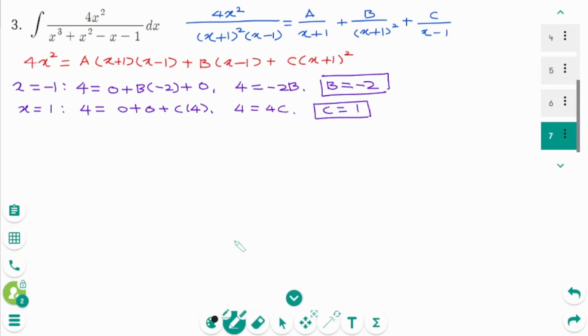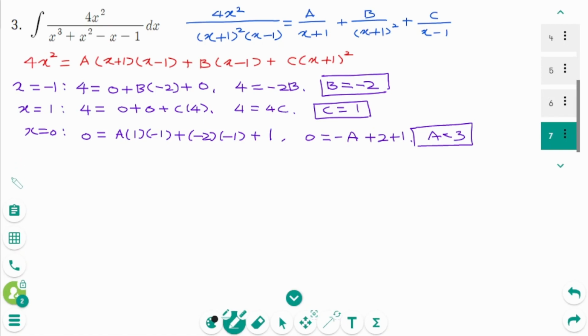In the basic equation so far, the value of x has been inserted to eliminate terms. Whether x equals 1 or minus 1, the term with a is erased. So find the most convenient number. To solve for a, we use x equals 0. So if x is 0, then 4 times 0 is 0 equals a times 0 plus 1 is 1, 0 minus 1 is minus 1, plus b, already found, minus 2, then 0 minus 1 is minus 1, plus c is 1, then 0 plus 1 squared is 1. Then 0 equals minus a plus 2 plus 1, then a equals 3.